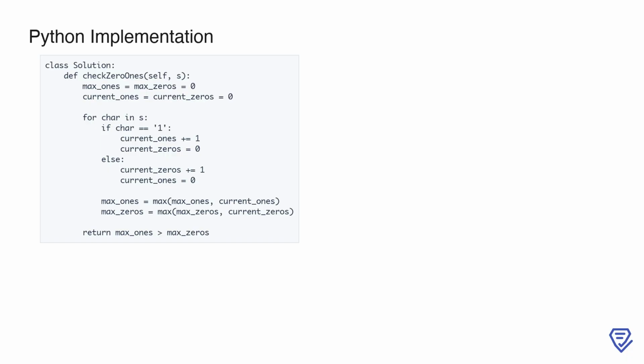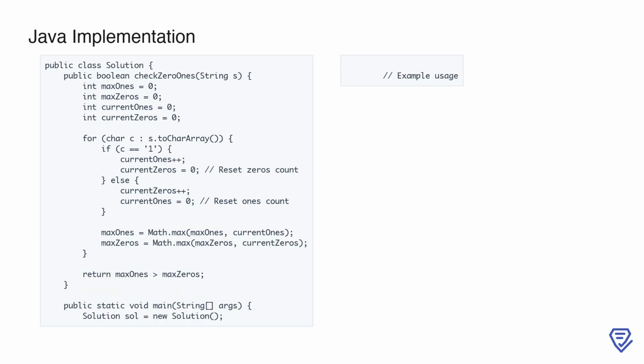Finally, the function returns true if the longest contiguous segment of ones is greater than the longest contiguous segment of zeros, and false otherwise. This solution handles edge cases such as strings with only ones, only zeros, or alternating characters efficiently. Here, we have the Java implementation of the solution.